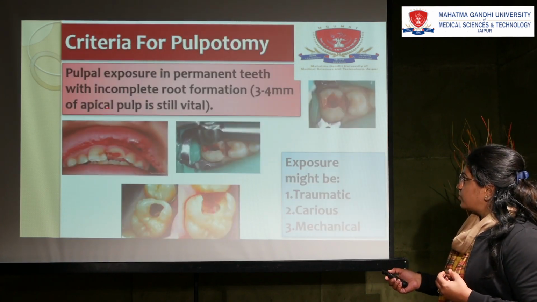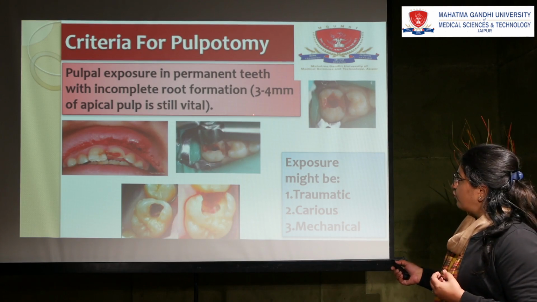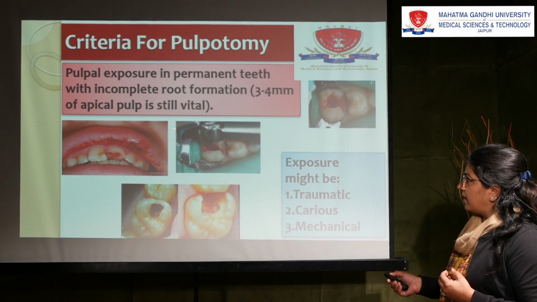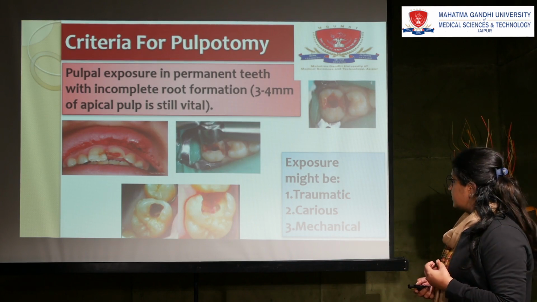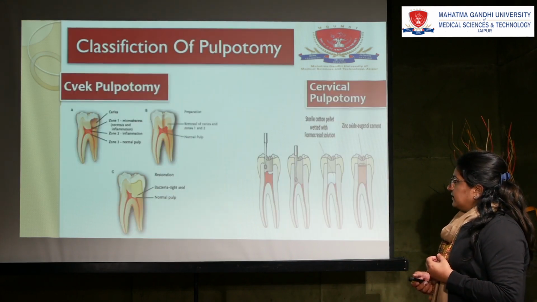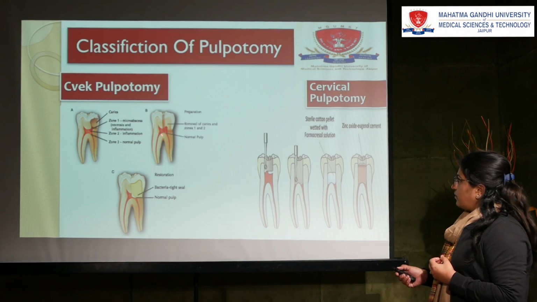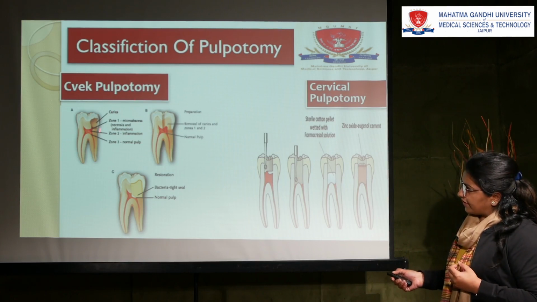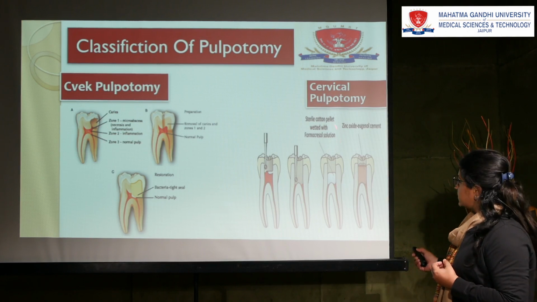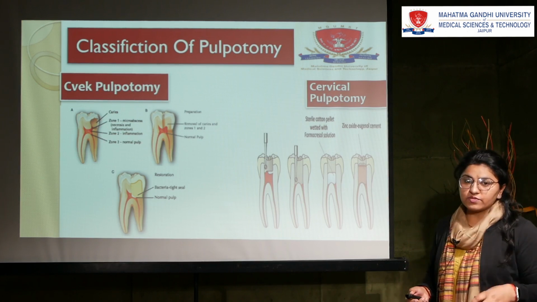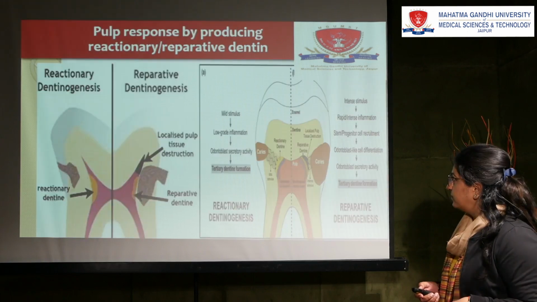So in a pulp exposure in a permanent tooth with incomplete root formation, 3 to 4 mm of apical pulp is still vital. So when we feel the apical pulp is still vital, we are using this procedure. These are basically 2 types: the cvek pulpotomy or the partial, where only the infected portion or half of the coronal pulp is removed, and the cervical, where the complete coronal pulp is removed and the radicular pulp is left.